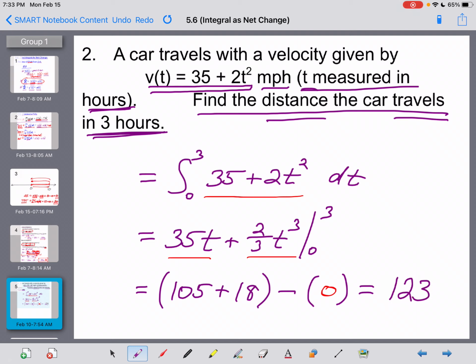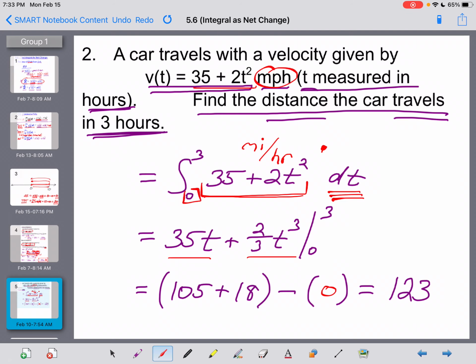Now, it didn't really say this here, but let's talk about it. 123 what? Let's not make the mistake, everybody, of just assuming what's going on. Let's think about how we got this answer. 35 plus 2t squared right here was measured in miles per hour. So I'll go ahead and write that out as a fraction, miles per hour. We're multiplying that by dt, or delta t, or change in time.